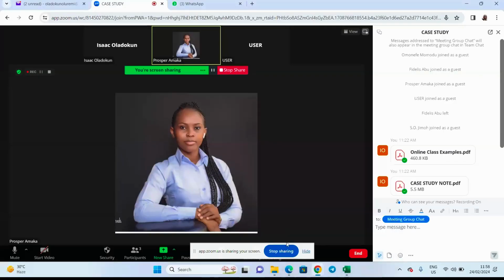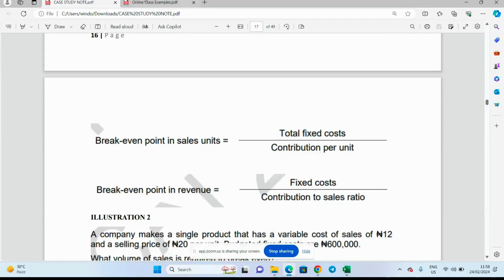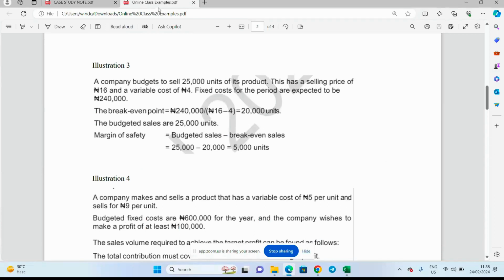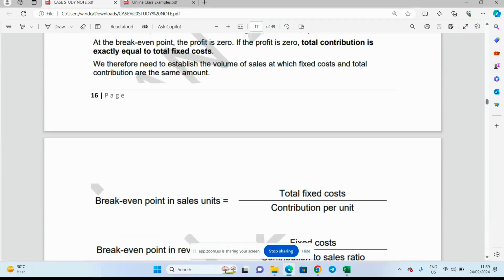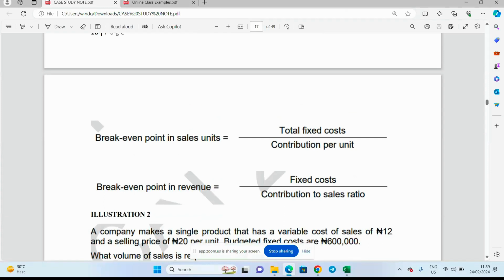Let's go through it together. First and foremost, let's go through this break-even thing one by one. The break-even point in sales units is total fixed cost divided by contribution per unit. Total fixed cost, that one is general. Now, to get the contribution will be selling price per unit minus variable cost per unit.